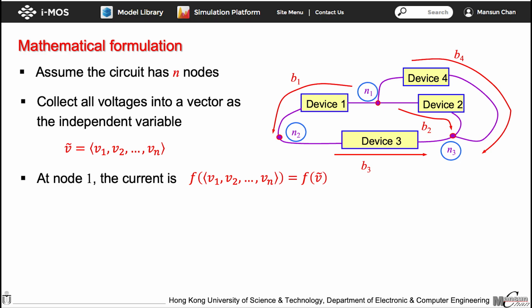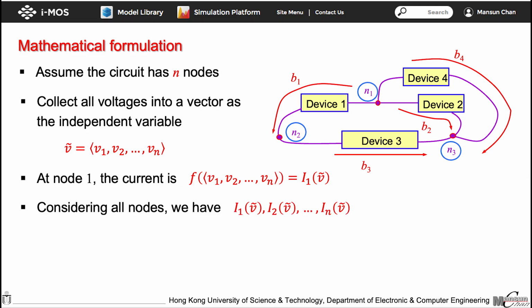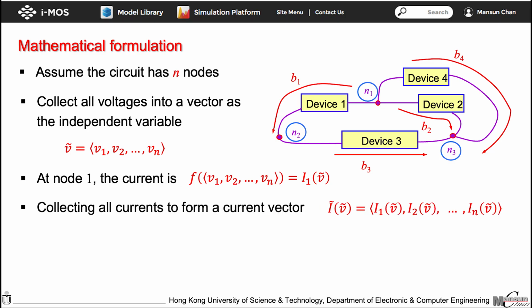At this point, the specific form of the function is not important, so we will simply refer to it as I1. We repeat this process for all nodes, resulting in a collection of total currents entering each node, labeled I1 to In, all of which depend on the voltage vector V. We can then compile these current components into a current vector I. In this context, we have a current vector I as the dependent variable, which is influenced by the node voltage vector V. With these definitions in place, we can express the problem in circuit simulation as a straightforward mathematical statement.